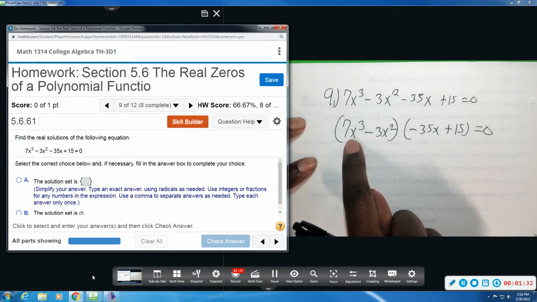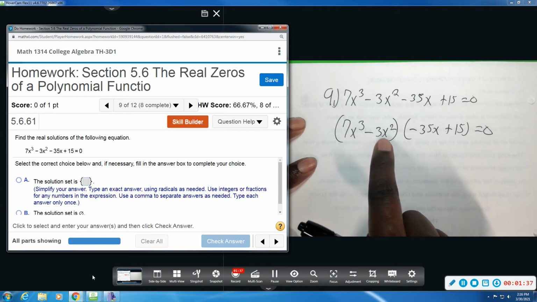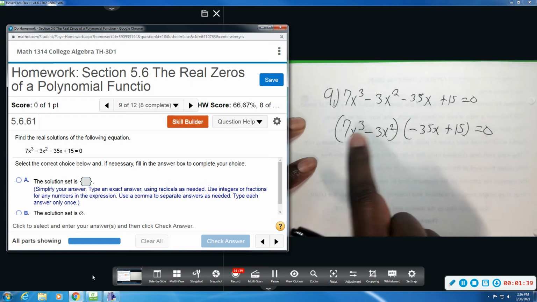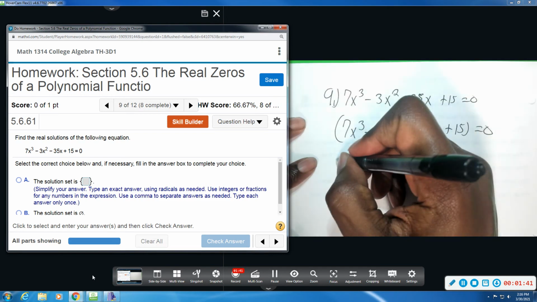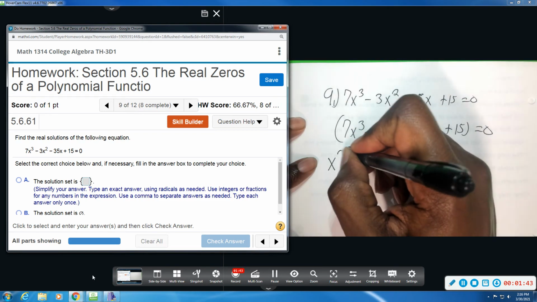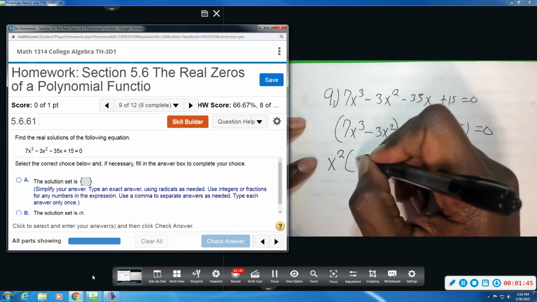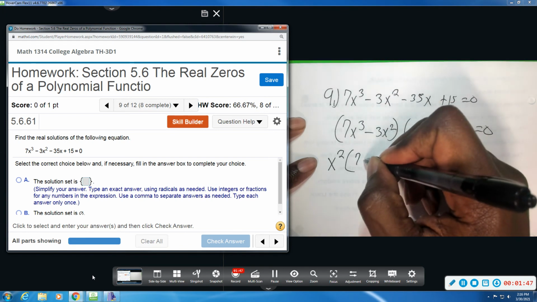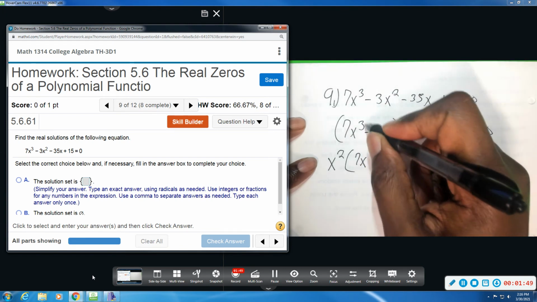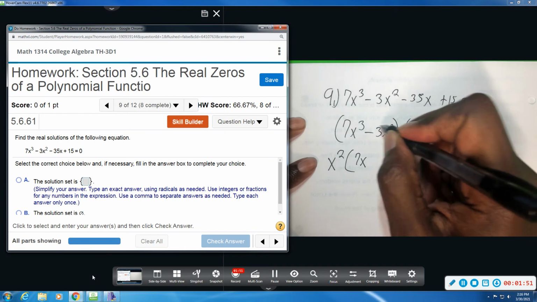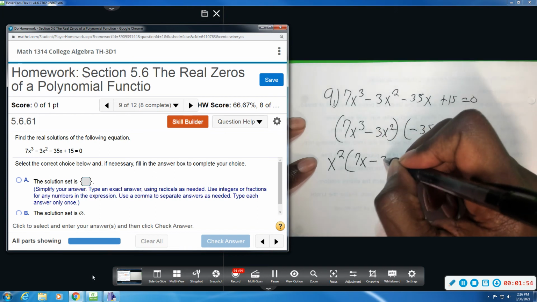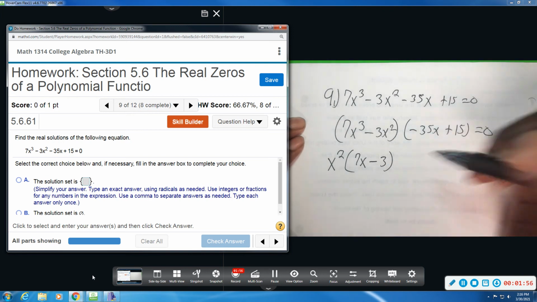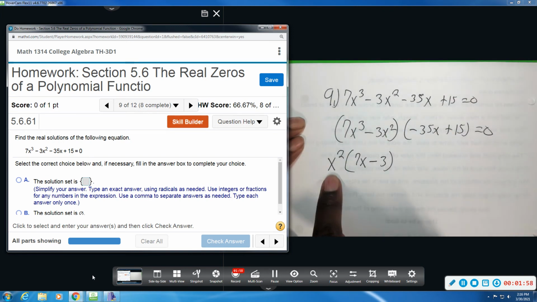But both terms have x's. And at the most, we can pull out 2 x's from each. So that'll be x squared. So I'm going to pull out 2 x's. And this one is left with 7x. So I took 2 away. We got 1 left. This one will be left with a minus 3. We took both x's. So I just took 2 x's from each. This is what we get.